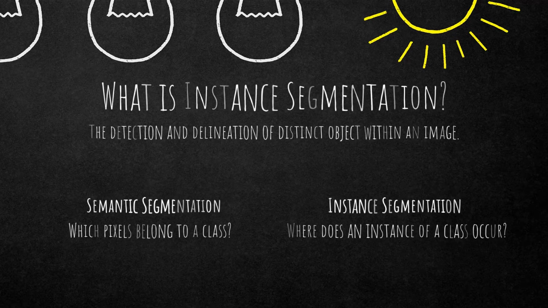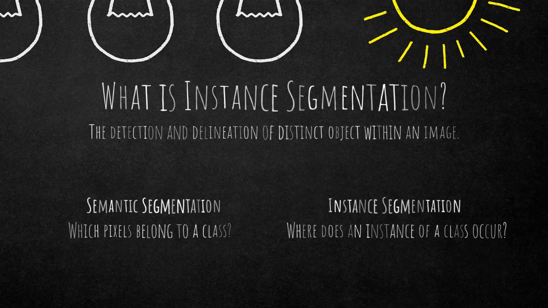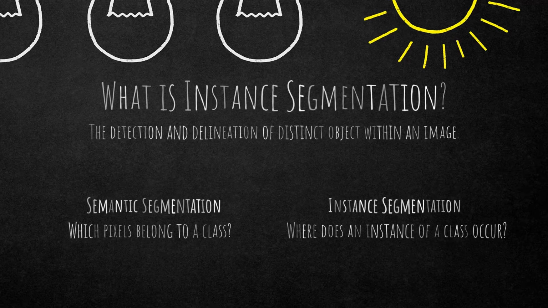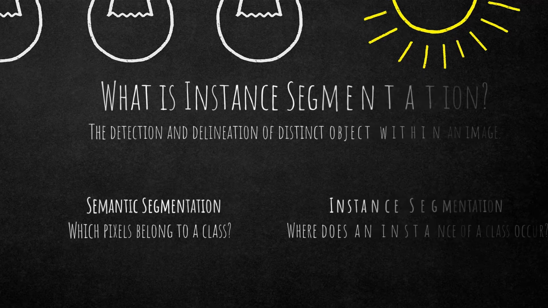And this is distinct from semantic segmentation, where each pixel is sorted into a specific class. In essence, in semantic segmentation, you are asking which pixels belong to which class, whereas in instance segmentation, you are asking how many times an instance of a class or object appears in the image.